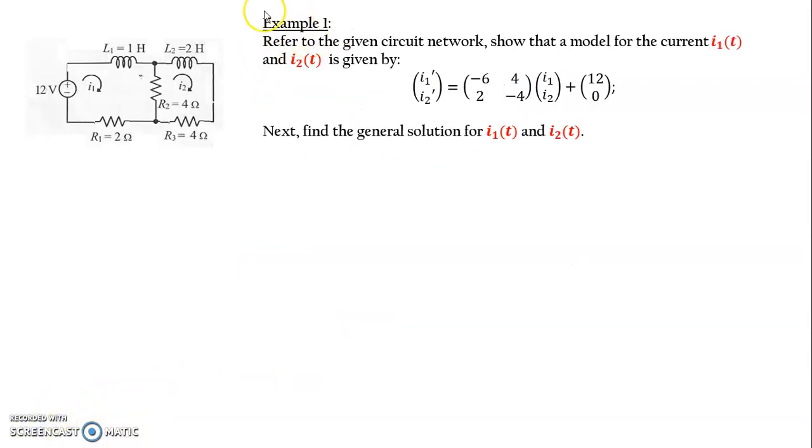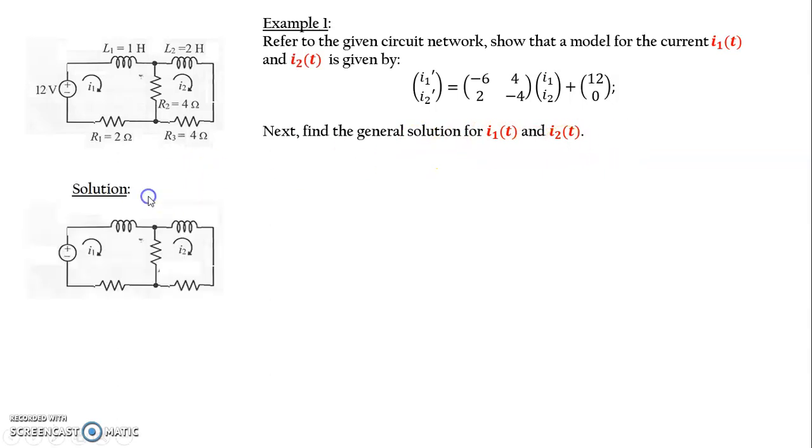Okay, kita pergi kepada contoh yang pertama. Katalah you diberi network sebegini, di mana you ada combination of series and parallel circuit. So soalan dia, refer to the given circuit network, show that a model for current I1(t) and I2(t) is given by this equation. And then next, find the general solution for I1(t) and I2(t). Macam biasa, solution dia, usually bila kita diberi circuit, you lukis balik circuit tersebut, and then based on the question, dia diberi direction for loop current I1 and I2 adalah pusingan jam sebegini.